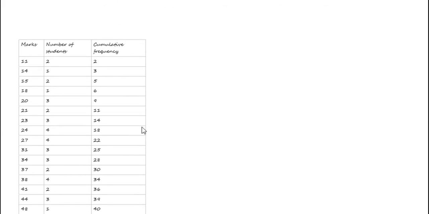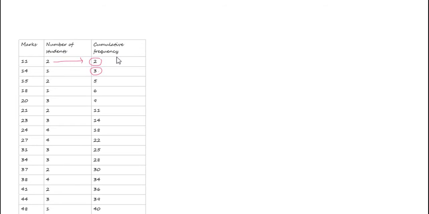There is one more column in this table, that is the cumulative frequency. The first item in this is 2, that is nothing but the same 2 I have shown here. The next item, row 2, is 3, which is nothing but 2 plus 1. The third item is 5, which is 2 plus 1 plus 2, that is 5. Like this, I have populated the entire table, and this column is known as the cumulative frequency.